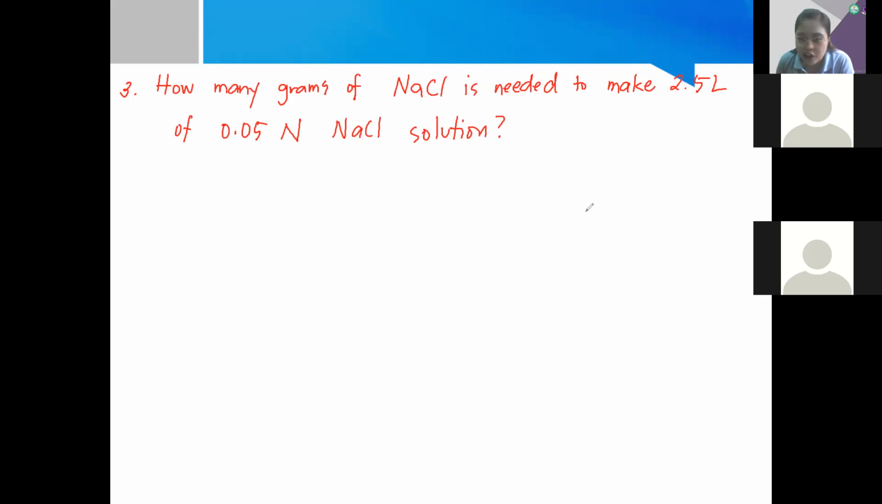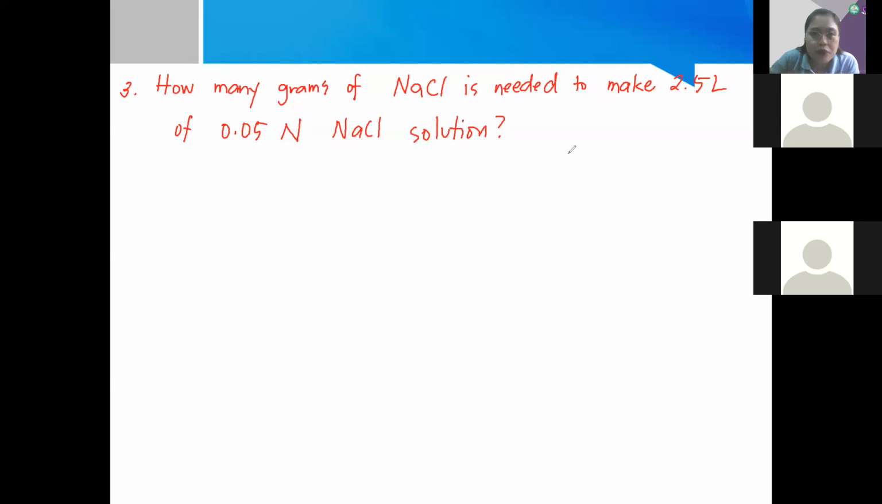Okay? So again, how many grams of sodium chloride is needed to make 2.5 liters of 0.05 normal sodium chloride solution? Convert pa liters to ml. You have the option na i-convert si liters to ml, but you also have the option, remember, na meron tayong formula na naka-liters talaga siya. Pero ang partner ni liters is equivalent weight. So pwede nyo din gamitin yon.